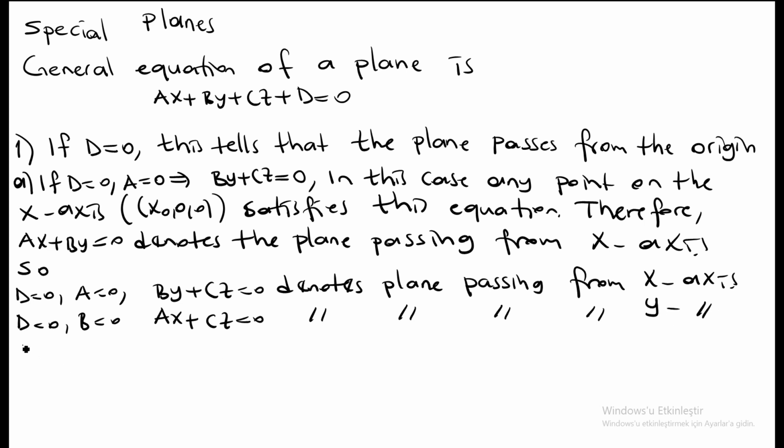Also you have this one, D is 0, C is 0, and then you have B times y, A times x. So let me write in this form: A times x plus B times y equals 0. So this one denotes the plane passing from z-axis.